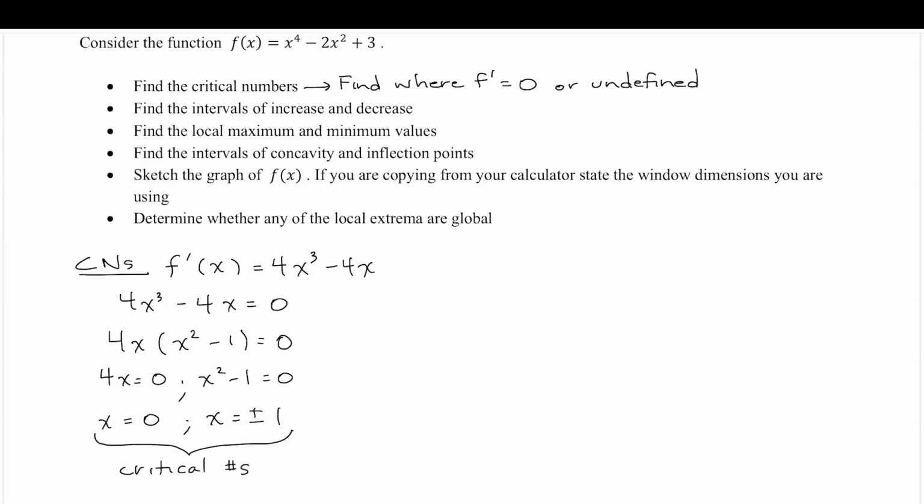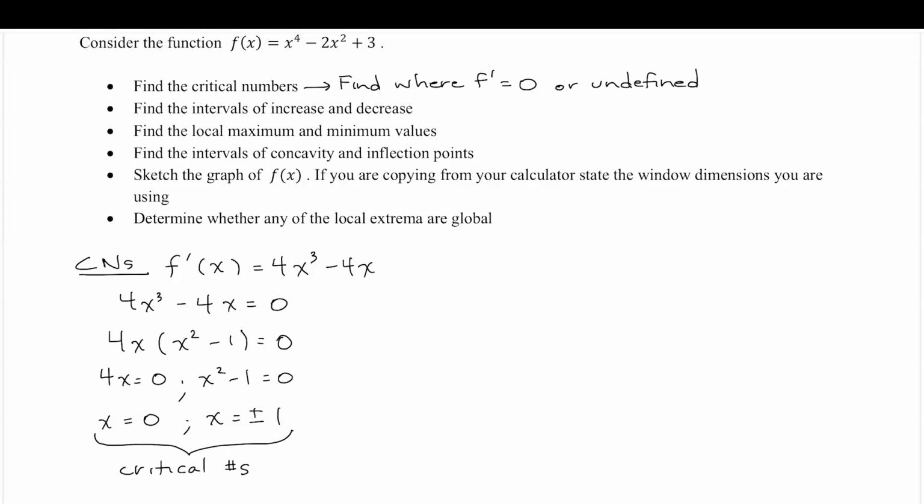Now remember that critical numbers have to be in the domain of the function, but again, polynomial functions are defined everywhere. Their domain is always all real numbers, so we won't have any issue with values that are not in the domain. But in general, to be a critical number, that value has to be in the domain of the function.